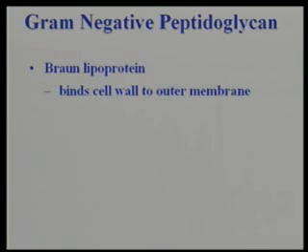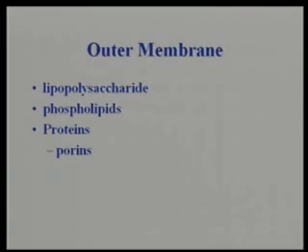So what happens is the Braun lipoprotein, named after Volkmar Braun, who published an article on this in around the early 70s, called the Braun lipoprotein. You have to discover something to have your name after it, isn't it? Anyway, the Braun lipoprotein basically binds cell walls to the outer membrane. I'll show that in the next slide.